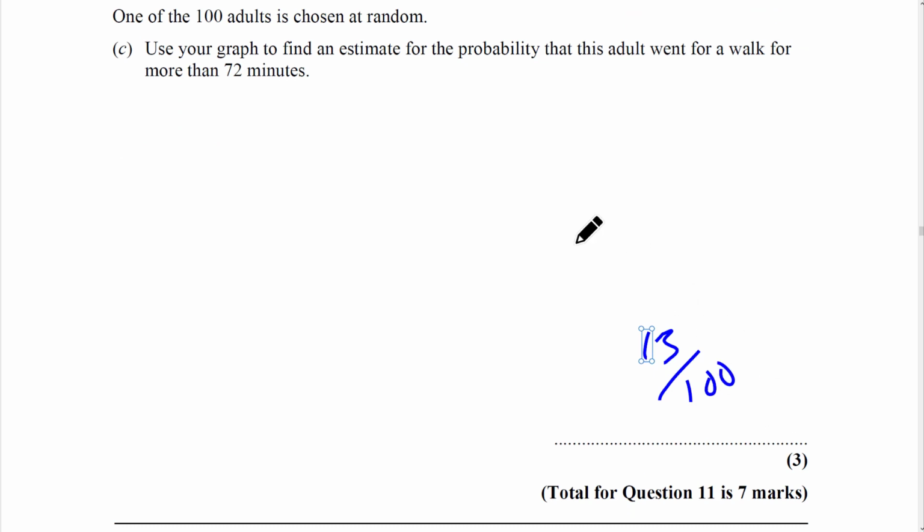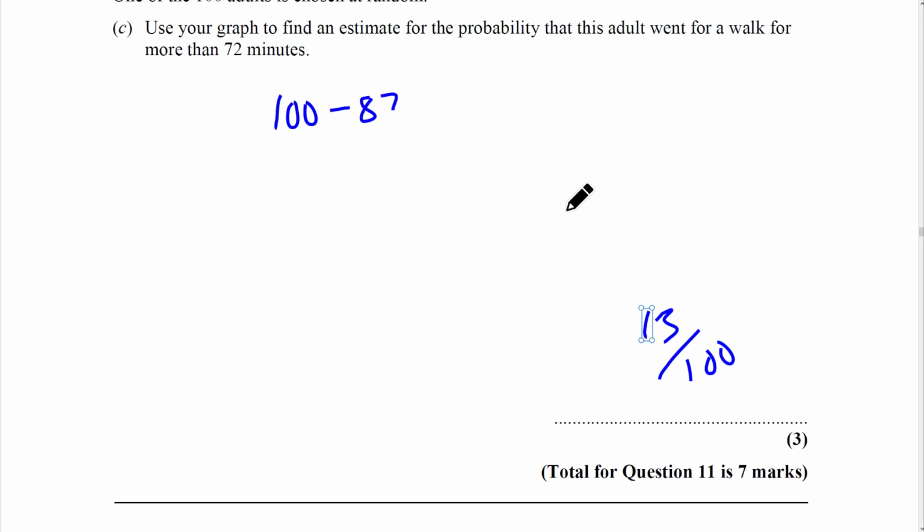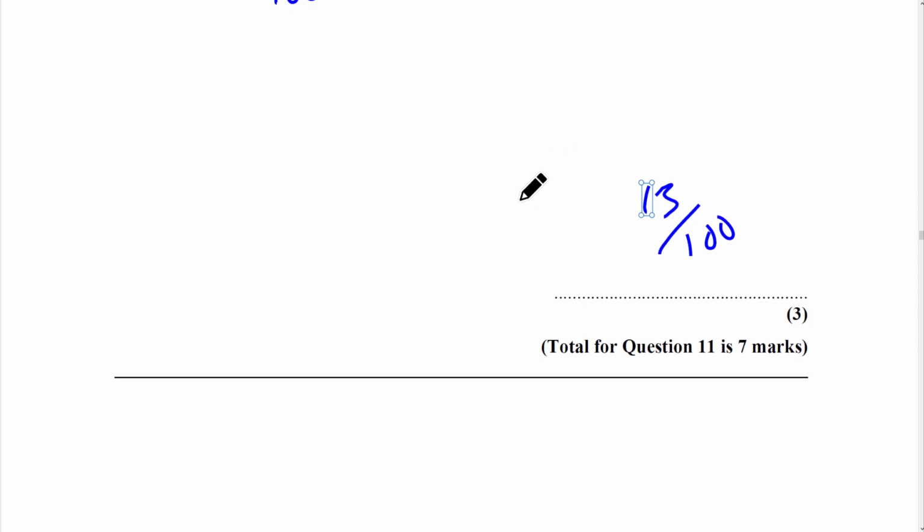Okay, that's worth 3 marks, and your method marks will be for writing that and your line on the graph, or using your graph.